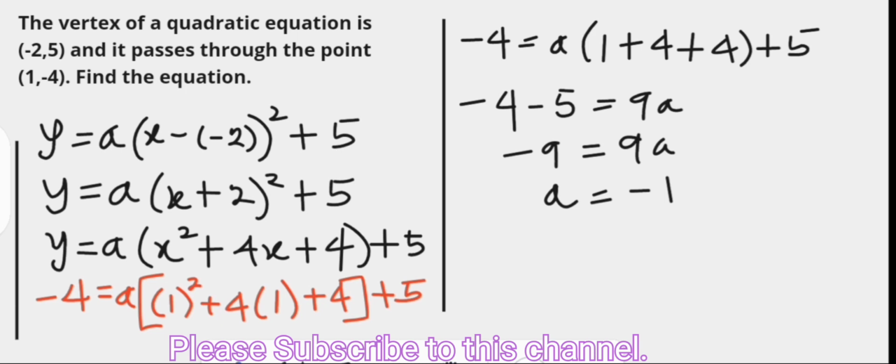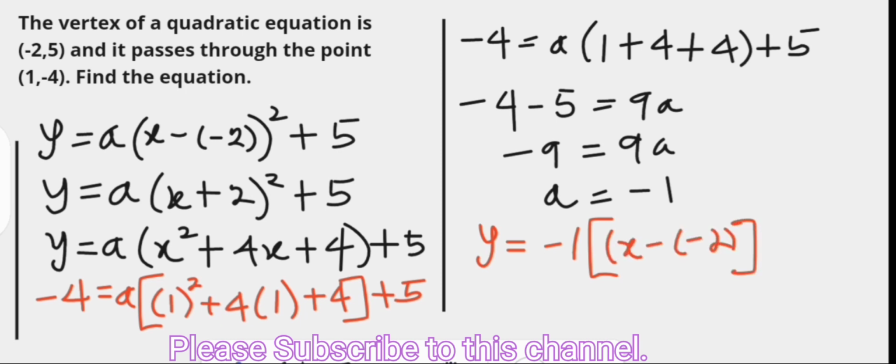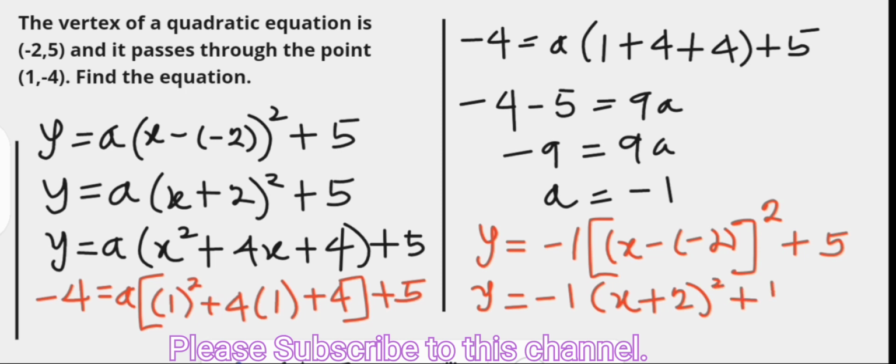Now that we have the leading coefficient and the vertex, we can substitute back into the vertex form to get the quadratic equation. So that we have y equals minus 1 into bracket x minus minus 2 all squared plus 5, which becomes y equals minus 1 times x plus 2 all squared plus 5.